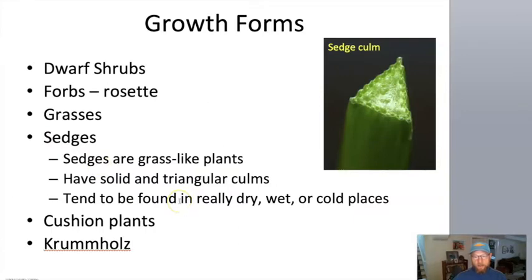And they can be found in really wet places. A lot of times in wetland areas, you'll have sedges being one of the dominant growth forms. They're also really drought tolerant. Like in western Colorado and lots of dry places, there will be these big circular areas that are dominated by sedges. And they're also really cold tolerant, so you find them in cold places. If you're not familiar with cushion plants and crumults, we'll talk about those as well.